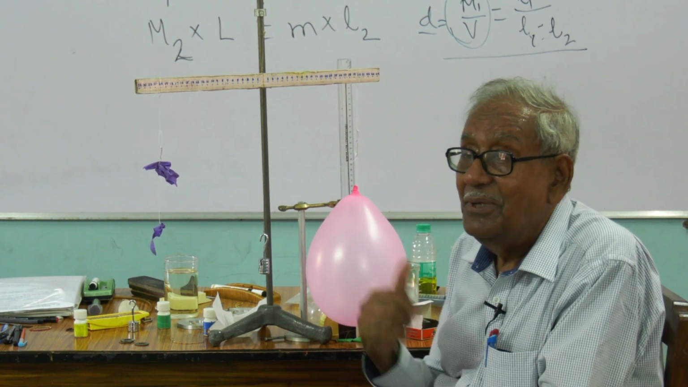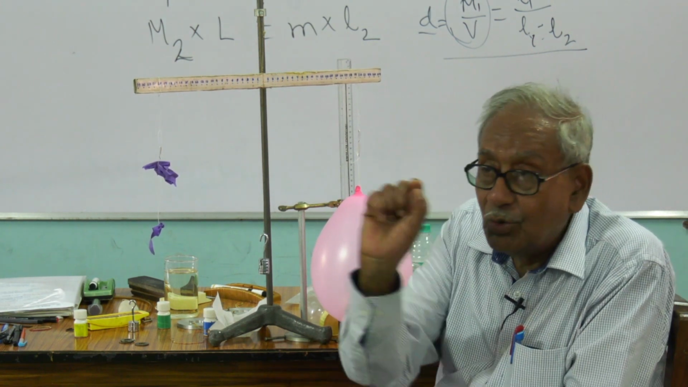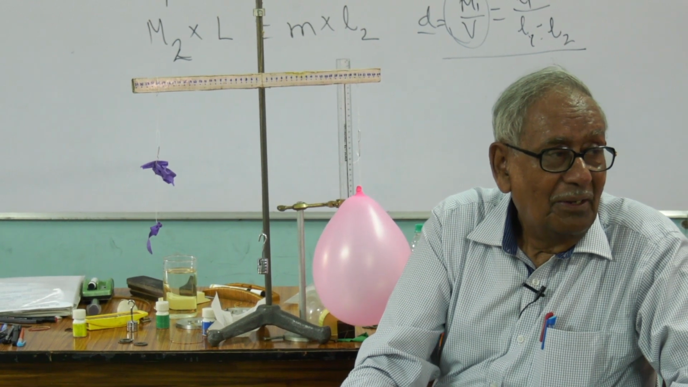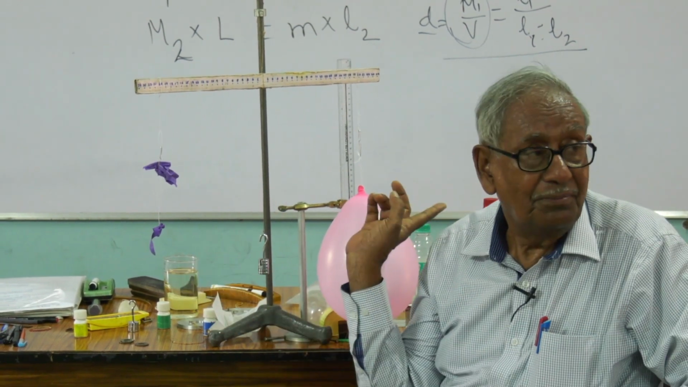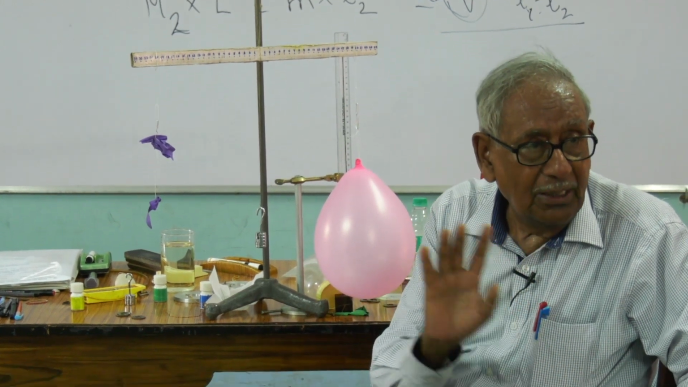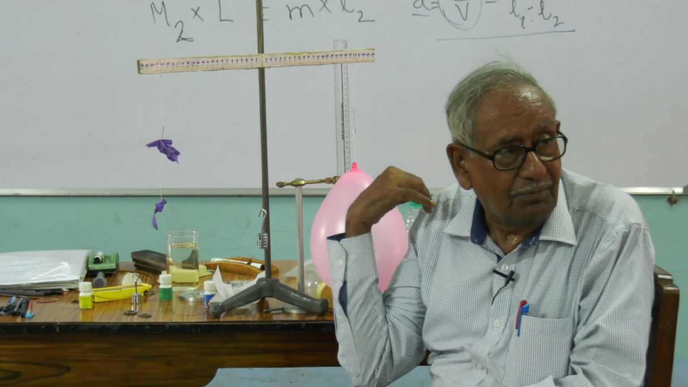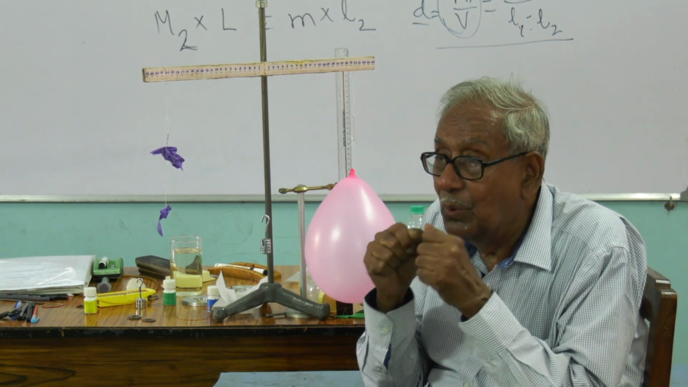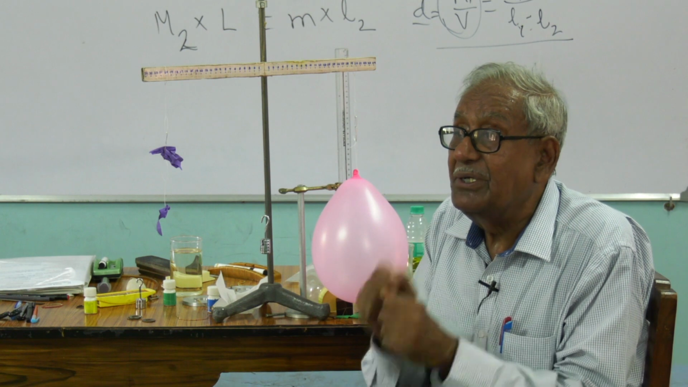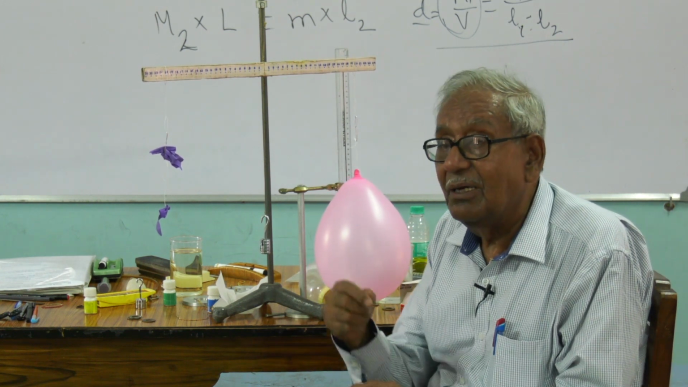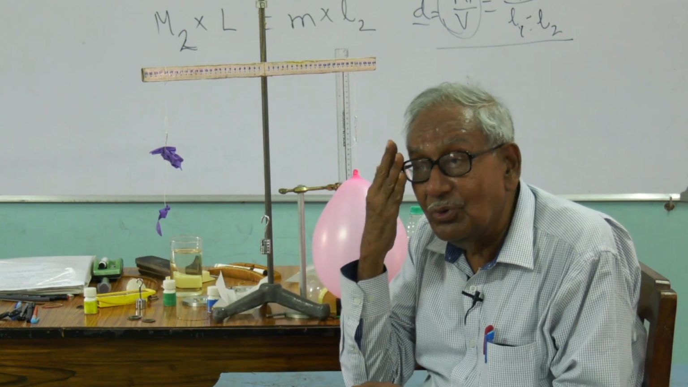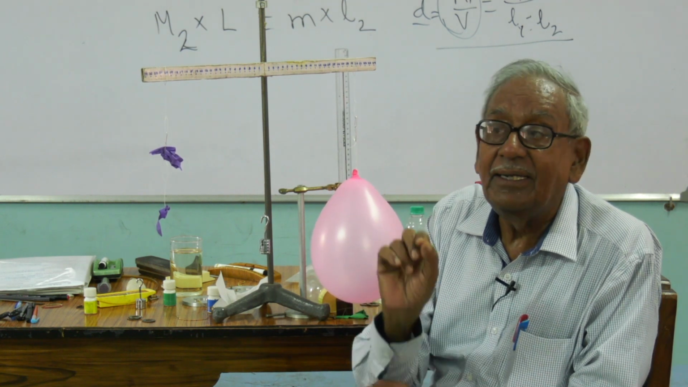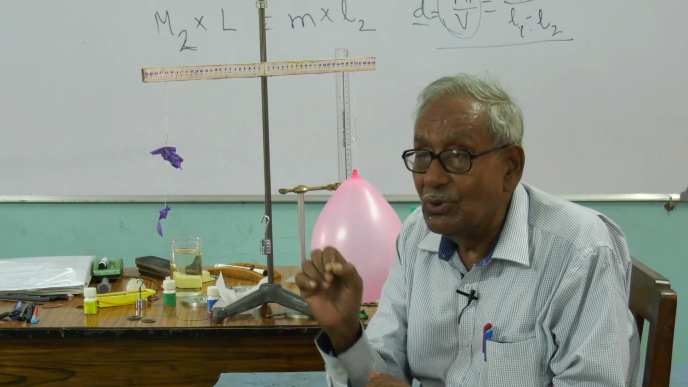But why is it slightly heavier? That is the critical question. 2 millimeter it has gone down. Now, if this mass and this mass are exactly equal, the buoyancy force should balance. But here it is not balancing. When you are blowing a balloon, you are putting some pressure, and this balloon has a pressure more than the atmospheric pressure. If it is more than atmospheric pressure, the density of the air inside the balloon should be slightly more. So the mass should be slightly more, very slightly.